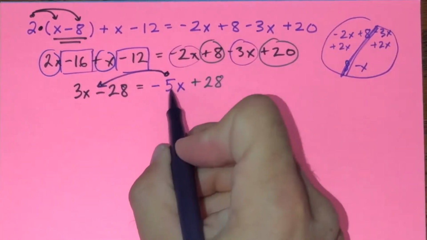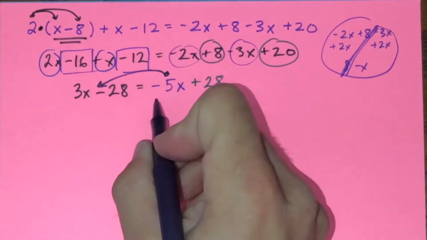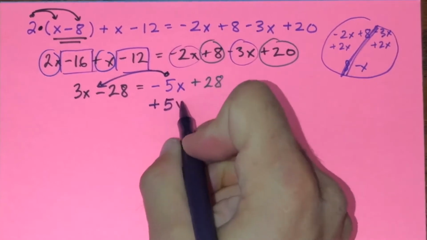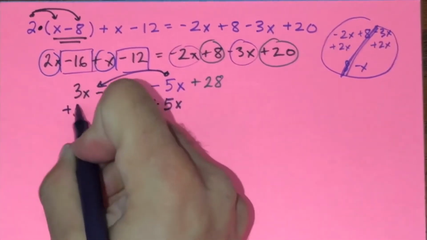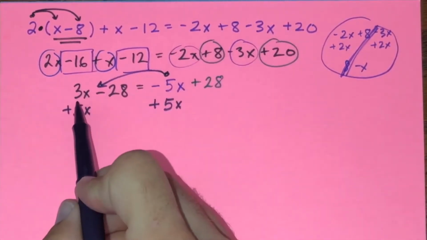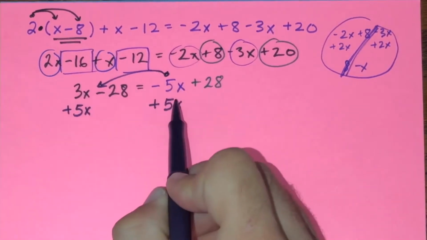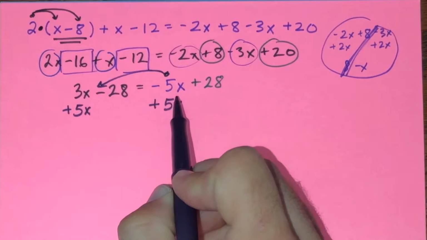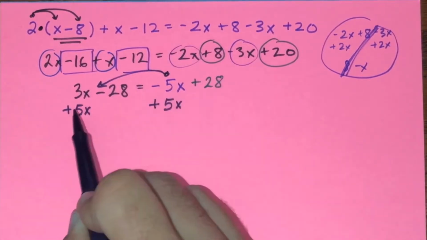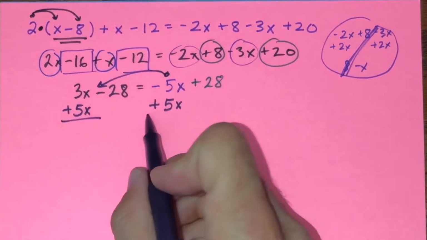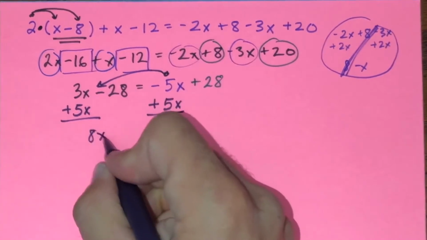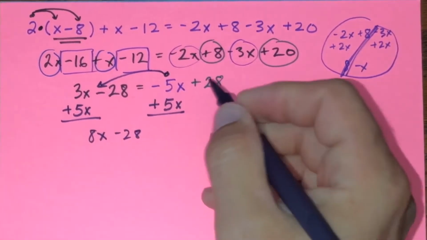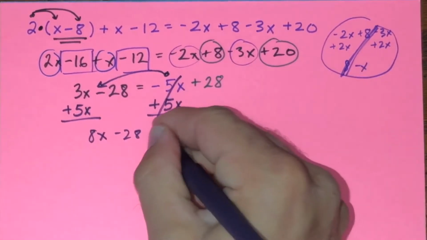I'd say most of the time. So what I'm going to do is move this x to the left by adding the 5x. And keep in mind, if I had moved the 3x this way, I would have subtracted the 3x, and I would end up with a negative 8x. All right? Remember, I'm trying to keep the variable positive here. So 8x minus 28, this cancels out, plus 28.